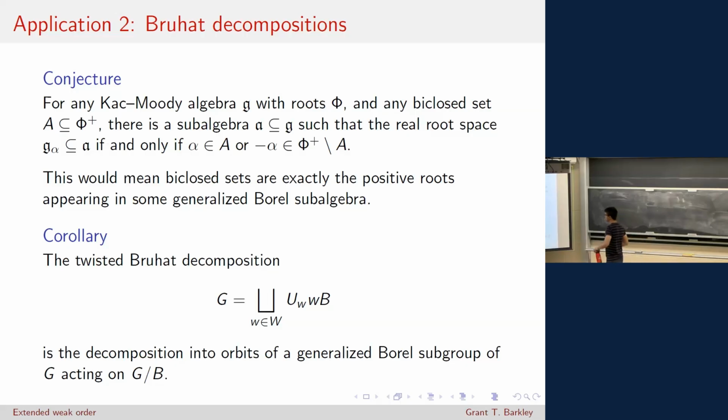There are some that come up in affine type that are actually fairly well studied. These conjectures, both of the ones so far, are theorems for separable sets. And so in affine type, there are some particularly nice separable sets that give you decompositions of Lie theoretic significance. The conjecture is saying that we should get different decompositions also for these biclosed sets that aren't separable.